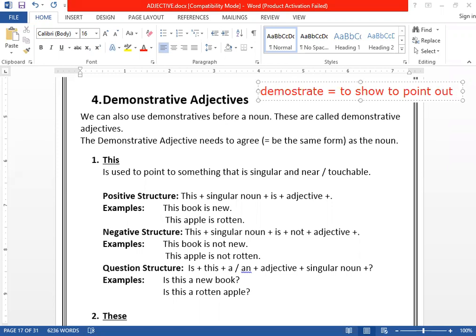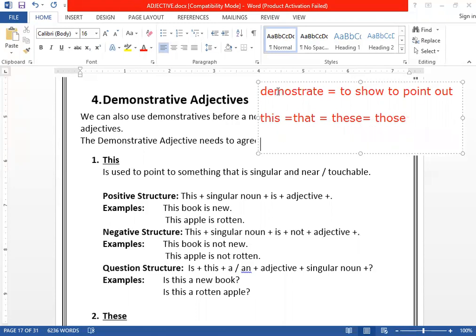Whenever you want to show a noun, or point out a noun, we use what? We use demonstrative adjectives. Here are some examples. This is called a demonstrative adjective. That is called a demonstrative adjective. These is called a demonstrative adjective. Those is called a demonstrative adjective. These are the four demonstrative adjectives we have. Clear?